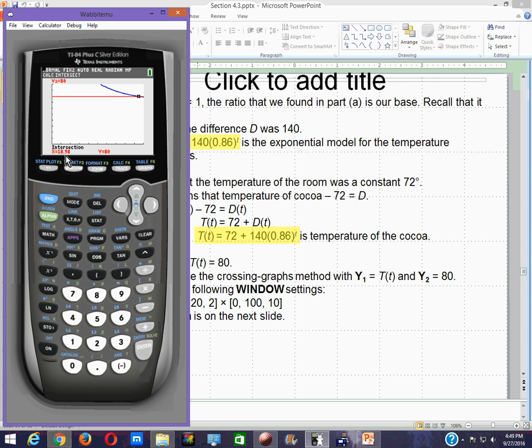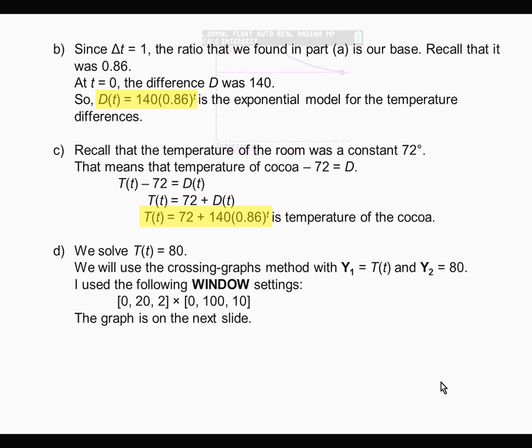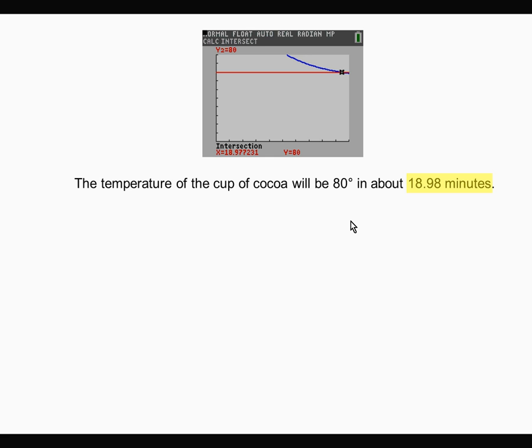So in 18.98 minutes. Remember, I had my float set to 2. That's why I'm only seeing that many decimal places. So here I didn't have my float set to 2, so 18.977, which to the nearest hundredth is 18.98. And then we were supposed to round to 2 places, so 18.98 minutes.